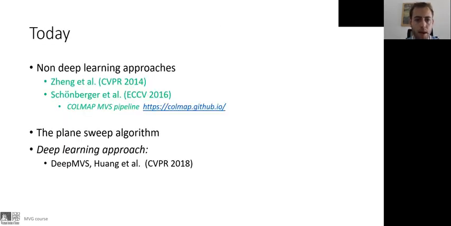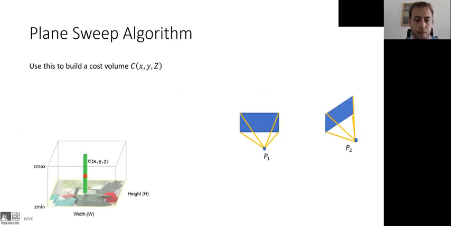Okay, so we discussed non-deep learning approaches, and now let's talk about the plane sweep approach very briefly, and then we will have time to go to deep learning approaches. How much time do I have? Half an hour. Okay, no, it's 10:31. Okay, great.